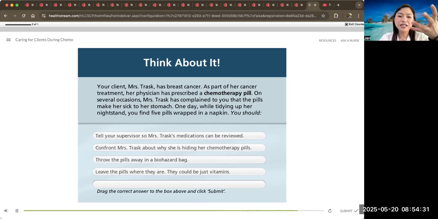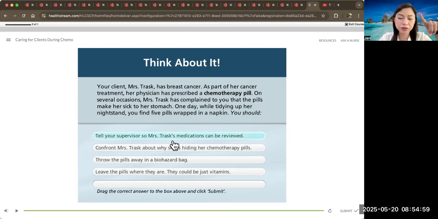So we have a client, a woman, Mrs. Trask. She has breast cancer. As part of her cancer treatment, her physician prescribed a chemotherapy pill. On several occasions, Mrs. Trask has complained to you that the pills make her sick to her stomach. So one day, while tidying up her nightstand, you find five pills, which means that Mrs. Trask stopped taking her chemotherapy pill.